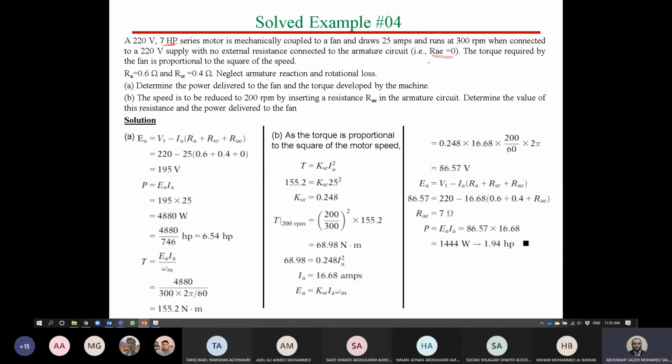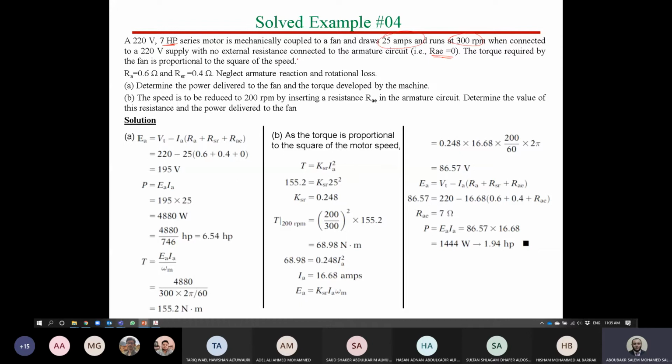At this operating condition, we have a fan load. The drawn current was 25, the speed is 300 RPM, okay, and the supply voltage is 220 volt. Now, the torque required by the fan is proportional to the square of the speed.